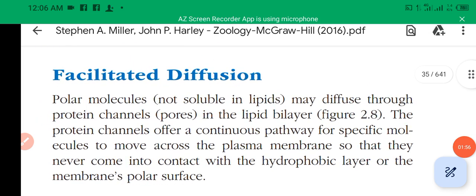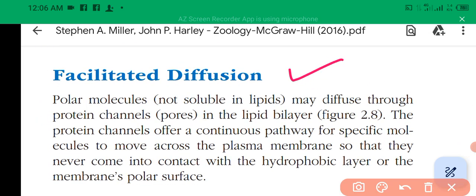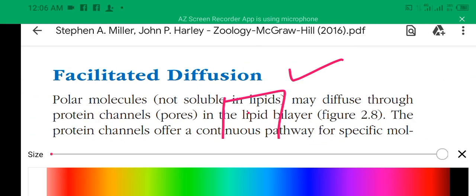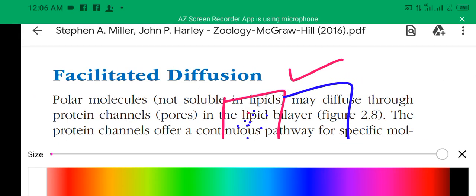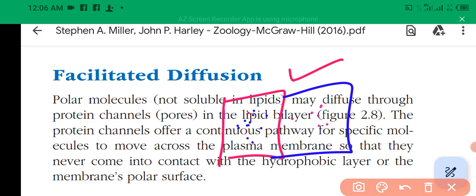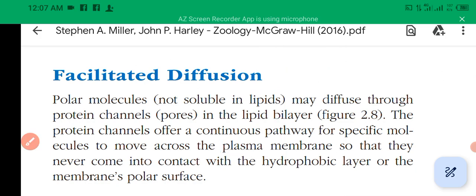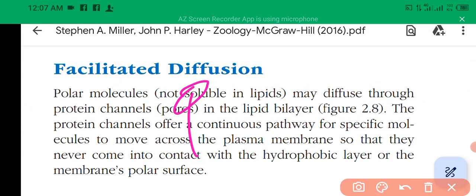Then there is facilitated diffusion. In simple diffusion, molecules move from one side to another, where the concentration of a substance is very high on one side and very low on the other. The substance goes from higher to lower concentration without any hindrance or barrier. But there are many cases where simple diffusion cannot happen. The plasma membrane is lipophilic, and it will not allow hydrophilic molecules to pass through it.